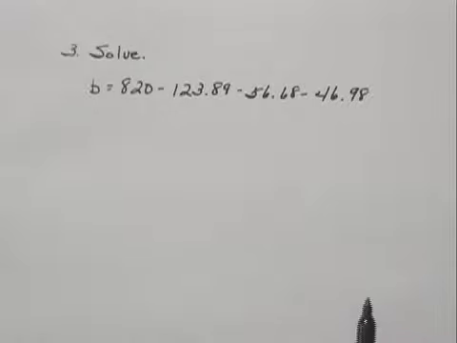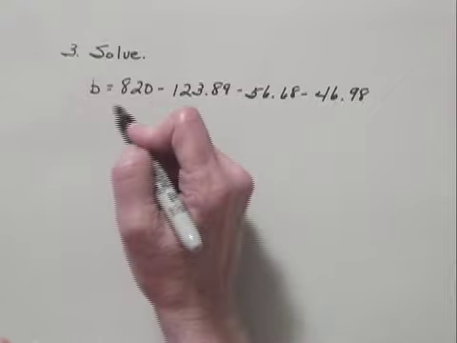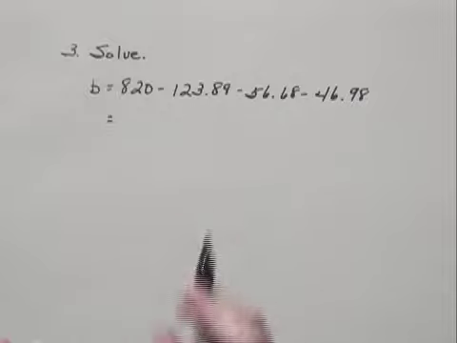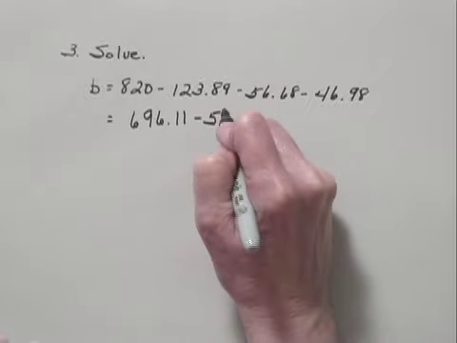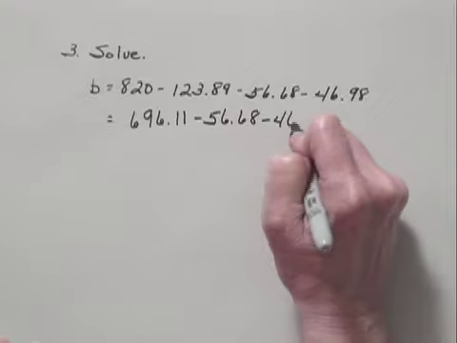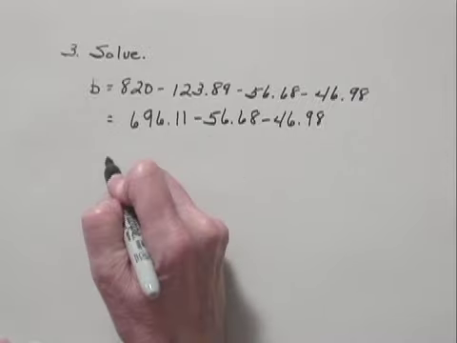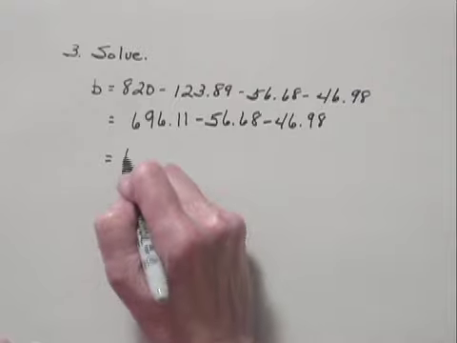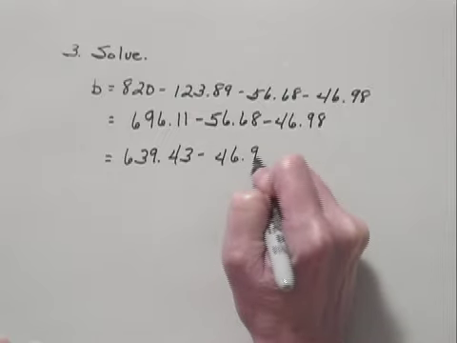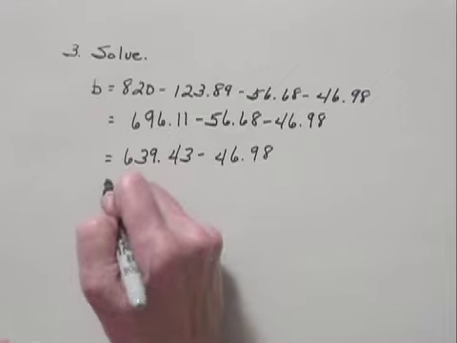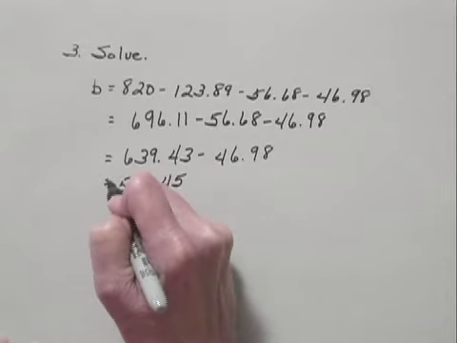And to do that, we'll just use order of operations to do the subtractions in order from left to right. So we would say that B is equal to, first of all, 820 minus 123.89, which is 696.11. And then we still have to subtract 56.68 and 46.98. Now we do this subtraction, 696.11 minus 56.68. And when we do that, we get 639.43. And we have this final subtraction, 46.98. When we do that subtraction, we get 592.45. So this is our possible solution.